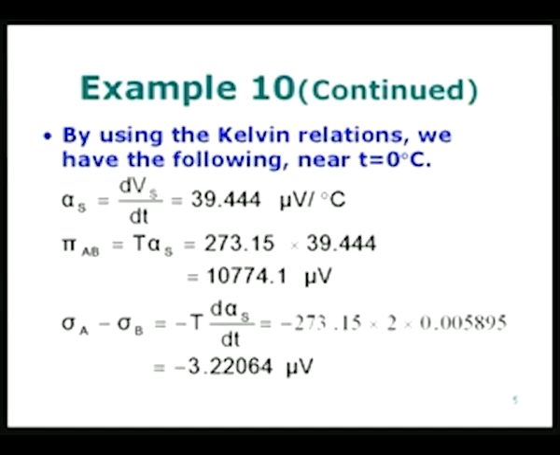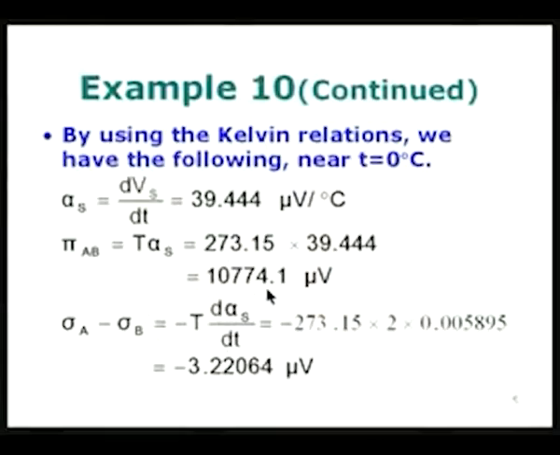So, what we notice from here is that alpha is about 39 microvolts per degree Celsius. This is the Seebeck coefficient for the chromel alumel pair. The Peltier coefficient is pretty large, a little more than 10,000, or close to say 11,000 microvolts, and the difference between the Thomson effects in the two wires is rather small. That means that the behavior near T equal to 0 will be more or less linear, with these two becoming important.